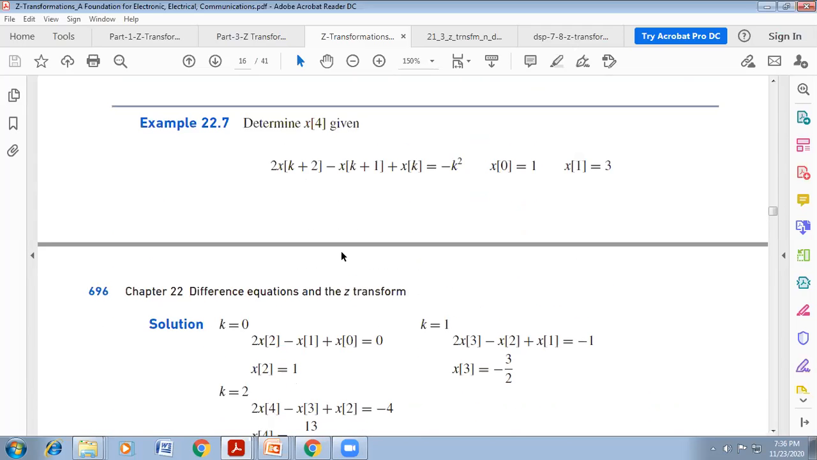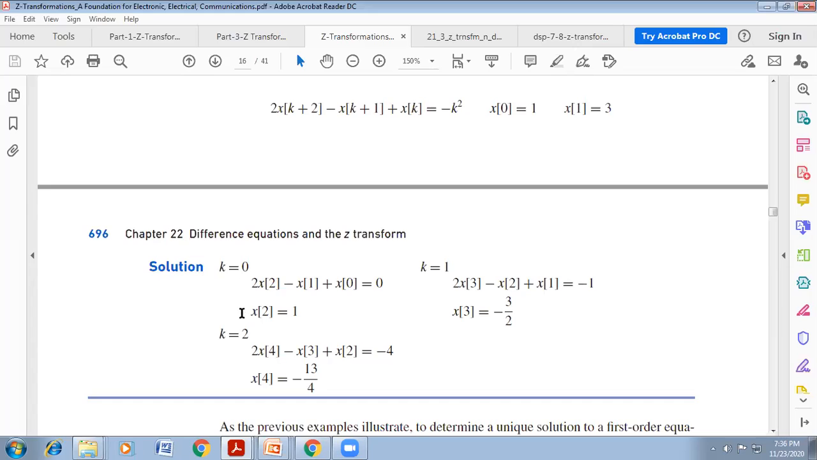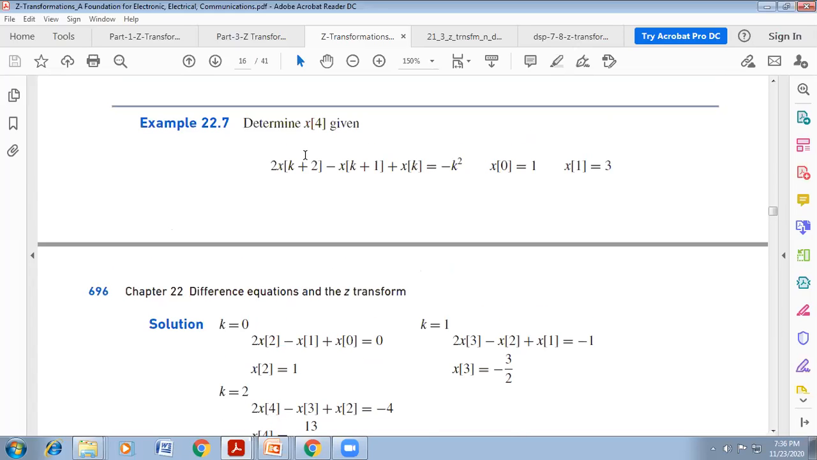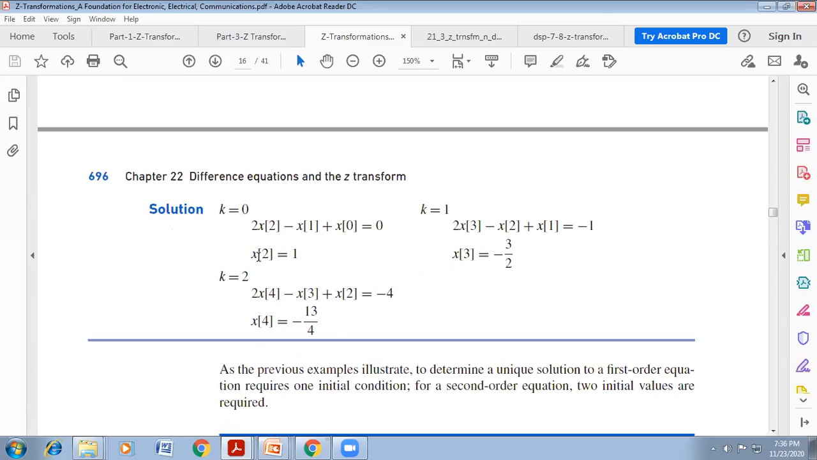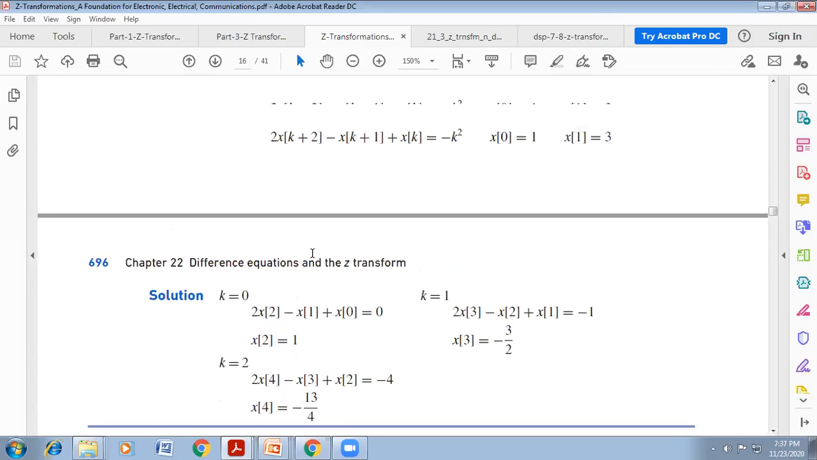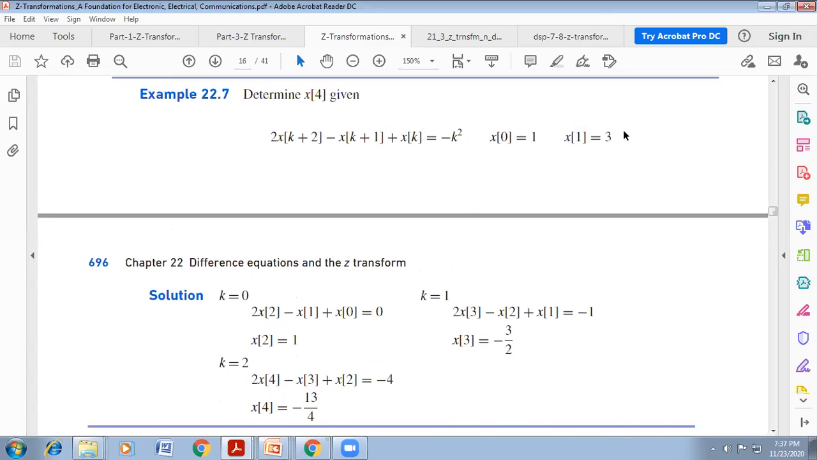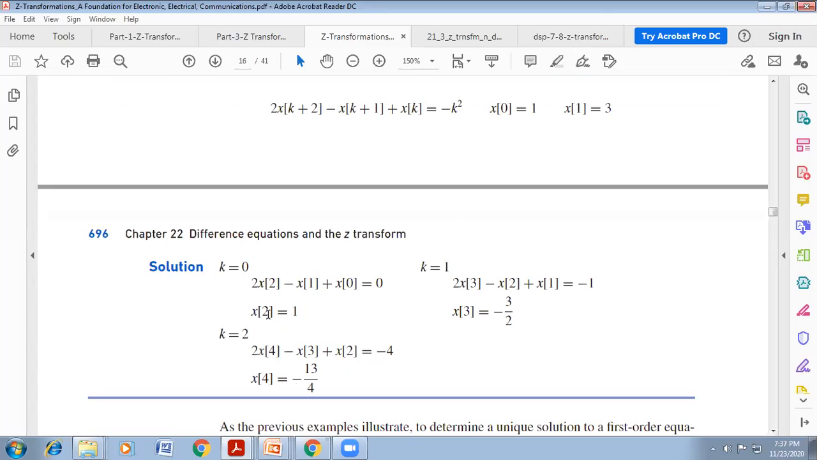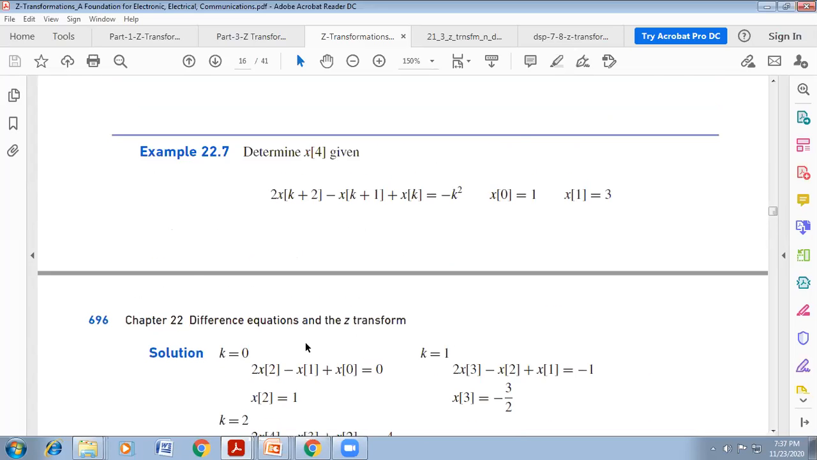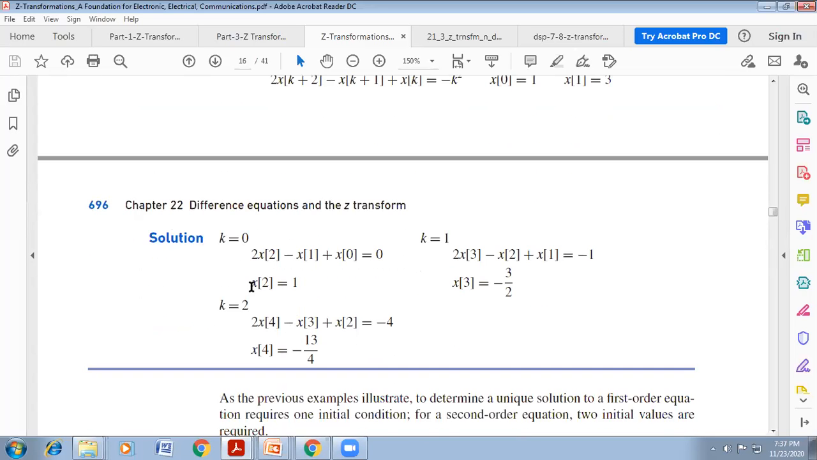Now for k equals 0, putting k equals 0 in the given difference equation, we get x2 equals to what? Putting initial values x0 equals 1 and x1 equals 3, we get x2 equals 1. For k equals 1, what will x3 be? For k equals 2, x4, and we have to find this x4. Can you do it? Understand this?